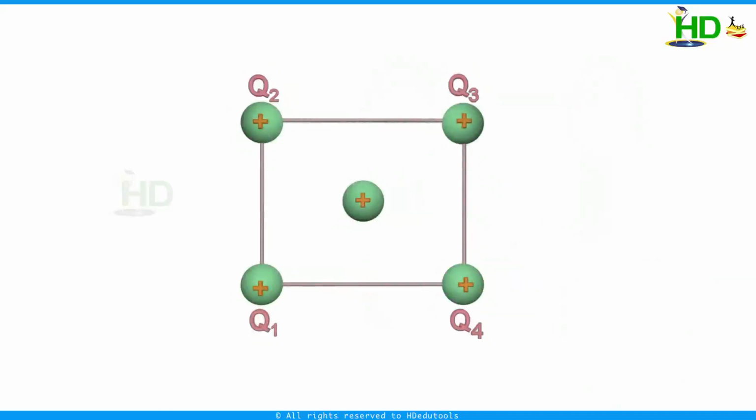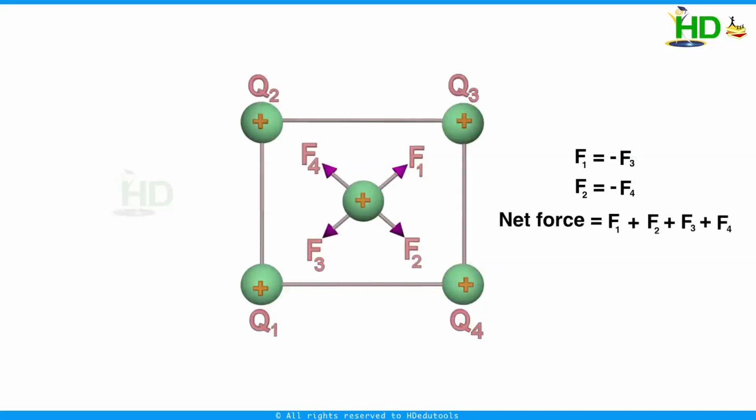Now we take another model. Four charges Q1, Q2, Q3 and Q4 are taken at the corners of a square, and a fifth charge is placed at the center. On this charge, the different forces acting are: due to Q1, F1 is along this direction; due to Q2, F2 is along this direction; due to Q3, F3 is along this direction; due to Q4, F4 is along this direction. These two are equal and opposite, these two are equal and opposite. Therefore, the net force is 0.